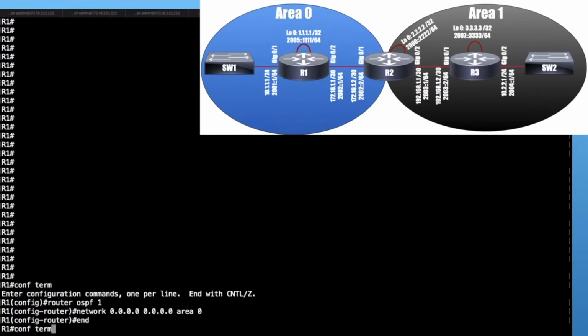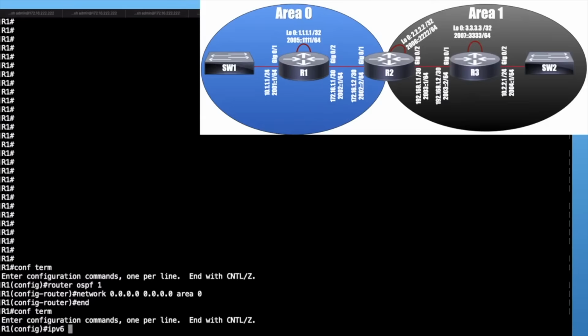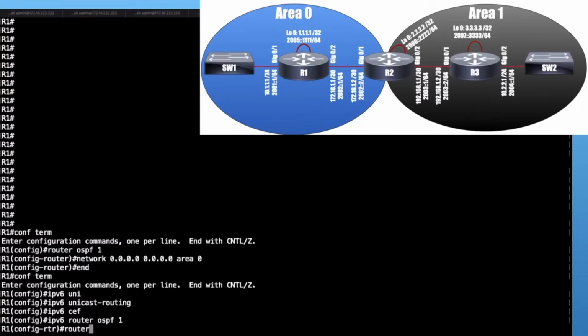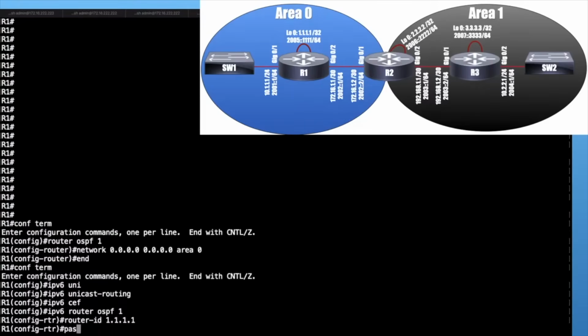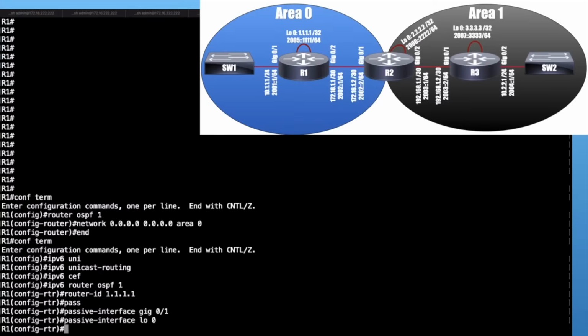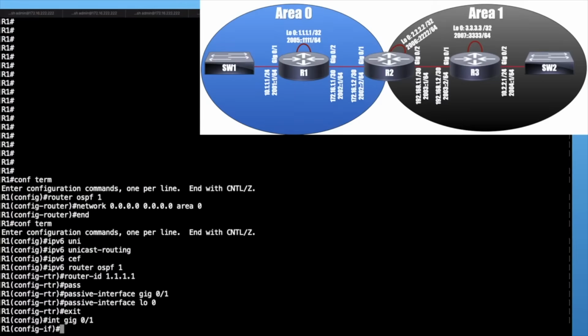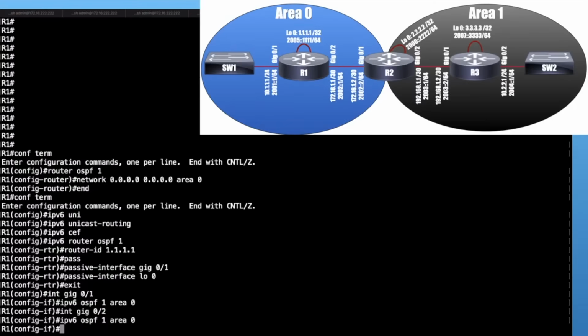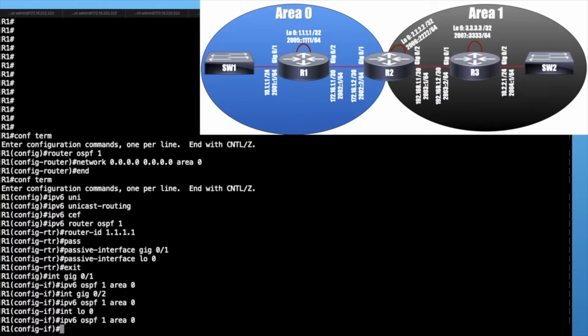On R1, similar config. I'll say IPv6 unicast routing, IPv6 Cisco Express Forwarding, IPv6 router OSPF 1. Router ID is going to be 1.1.1.1. I can make a passive interface out of gig 0/1 and also out of loopback 0 because it's not connecting to another router. We go into our individual interfaces and I'll say IPv6, you're part of process ID 1, you're in area 0, gig 0/2, process ID 1, you're also in area 0, and finally our loopback, you're in area 0. Nice.